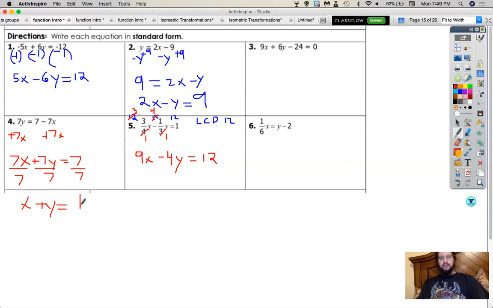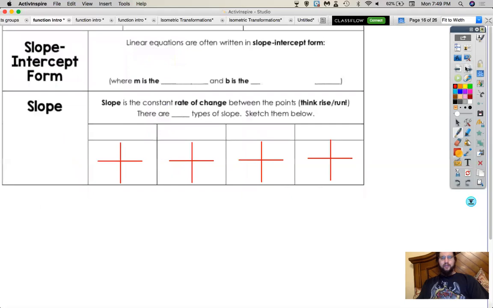All right, so same process for all of these. This one you just add 24, and then you have to divide by the common factor. But it shouldn't be anything new there.